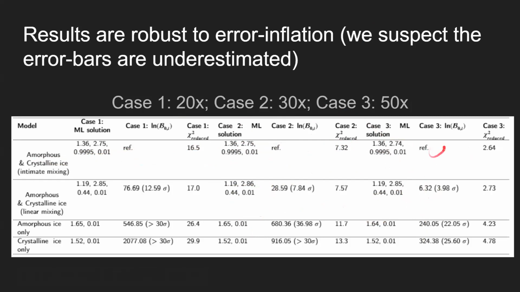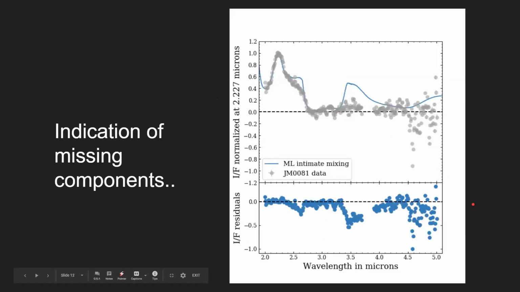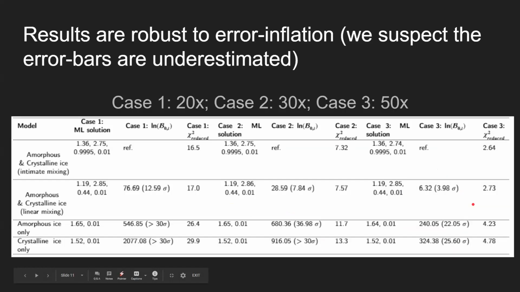But even at the extreme limit where we increase the noise by 50 times, the intimate mixing model is still preferred over the linear mixing model at a 4 sigma level, and over amorphous and crystalline ice at greater than 20 sigma, where anything greater than 5 sigma indicates a very strong preference. So now we move ahead with the conclusion that the intimate mixing model is the preferred mixing model.